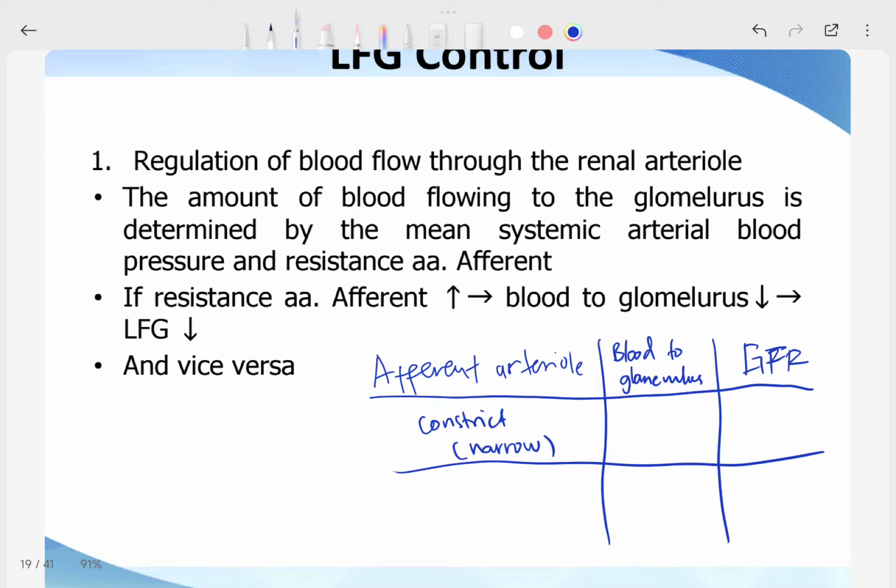Sorry, I was mistaken. If the afferent arteriole constricts, the flow will decrease, and the GFR will also decrease. If it dilates, or gets bigger, widens is the same, the flow will go higher and the GFR will also be higher.